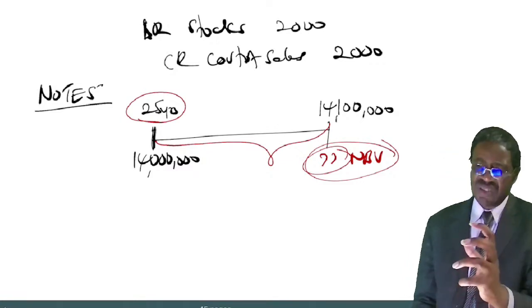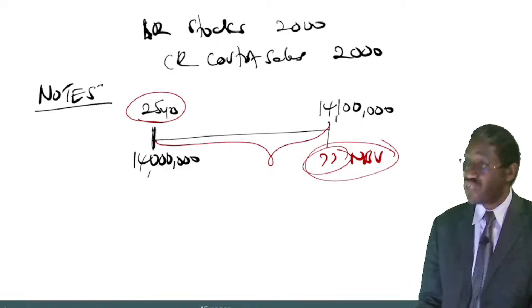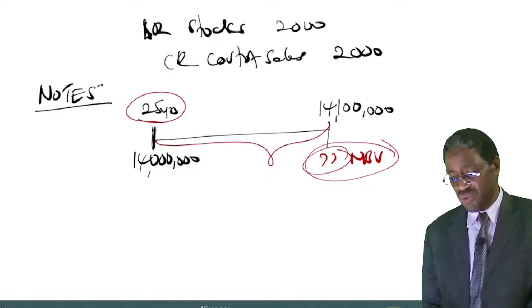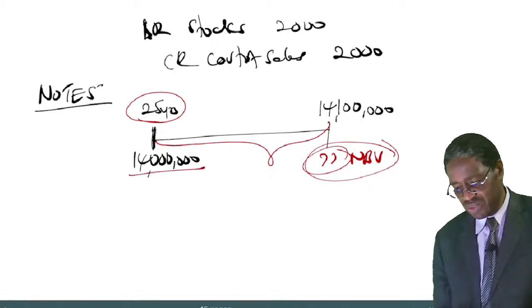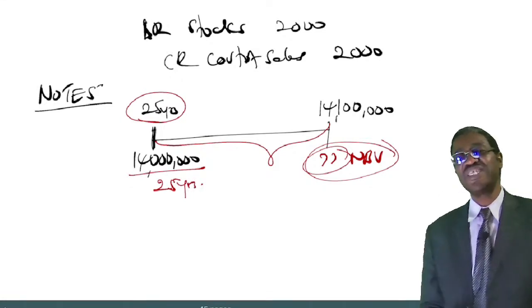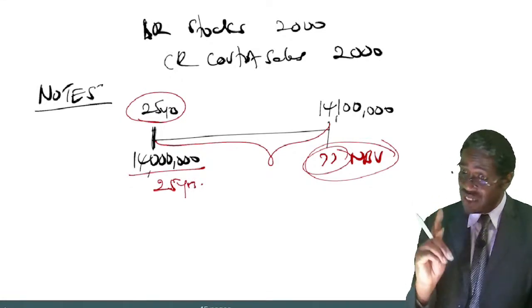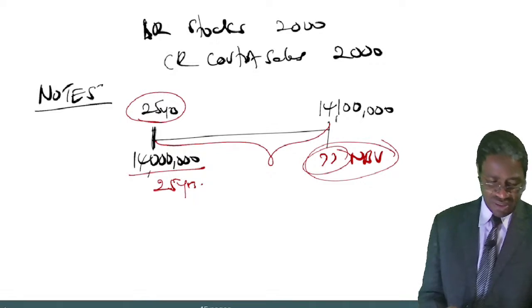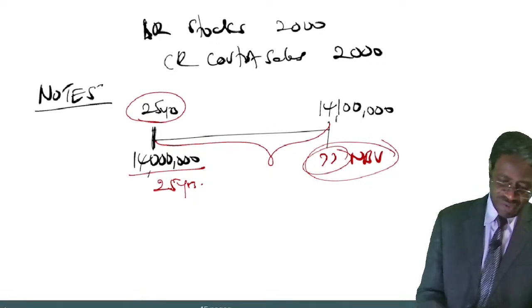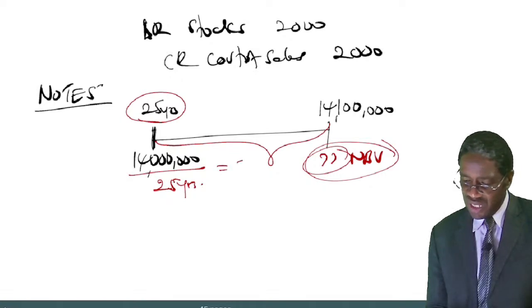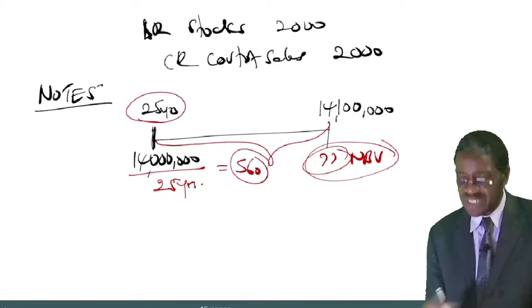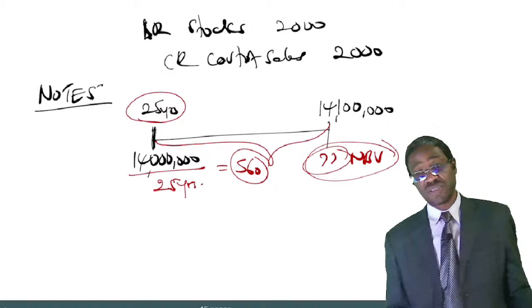It is obvious our company is using the straight line method. So I take the 14 million, I divide by 25 years, that will give me the depreciation charge per annum. Let me first explain it. It will be 14 million, let me just use it as 14,000. I divide that by 25 years. That means every year your asset is being depreciated by 560.